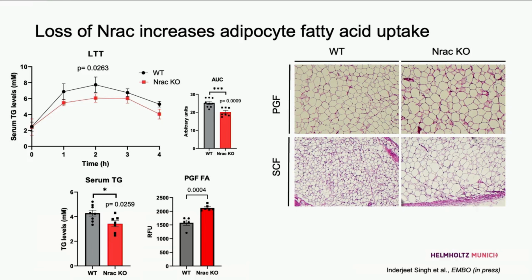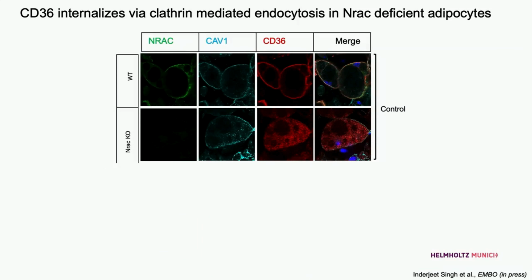I hope you can see this. It's an H&E staining of two different depots. On the left side the wild type, on the right side the knockout, and the cells are just larger. Yeah? So that was, and this was all done on chow diet, on regular mice fed a normal diet. Yeah? So we then wanted to see, okay, how does it work?